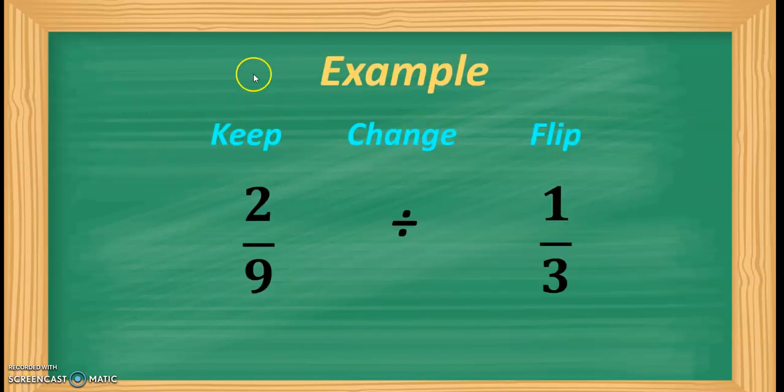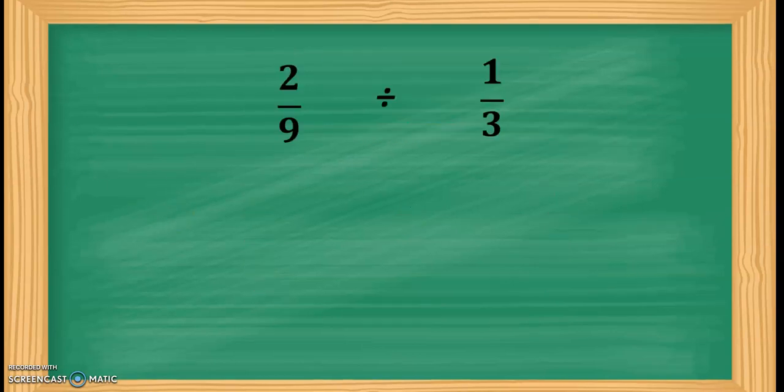Now let's try an example. We have 2 over 9 being divided by 1 over 3. It says here we're going to keep the 2 over 9. We're going to change the division sign, and we're going to flip the 1 over 3. So it should become 2 over 9.